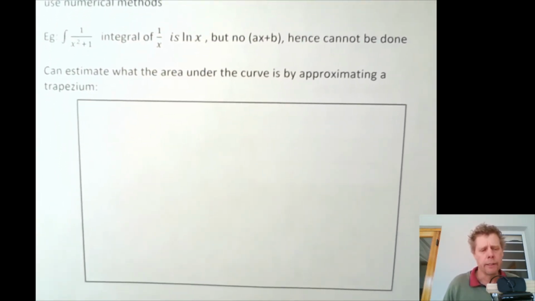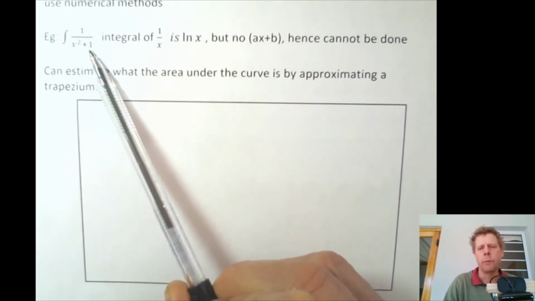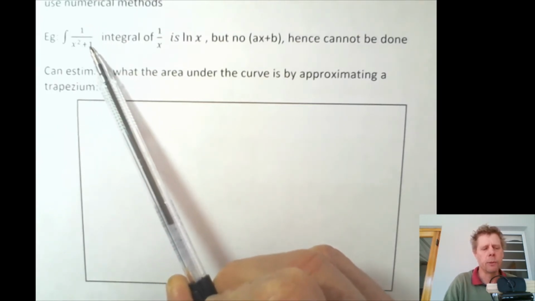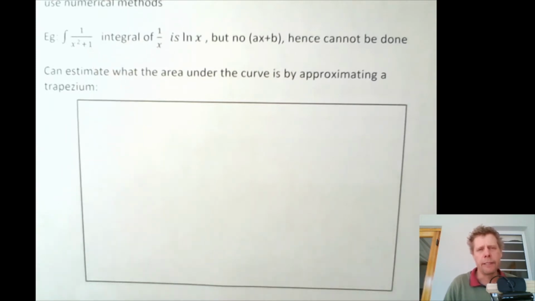If we look at this function here, 1 over x squared plus 1, we can see that's a complex integration sum. We don't have the tools to be able to do it algebraically. It's a 1 over x, except it's not x, it's x squared plus 1. And we can't write the x squared plus 1 in an ax plus b form, so we simply don't have the tools. So how would we be able to estimate the area of this curve?